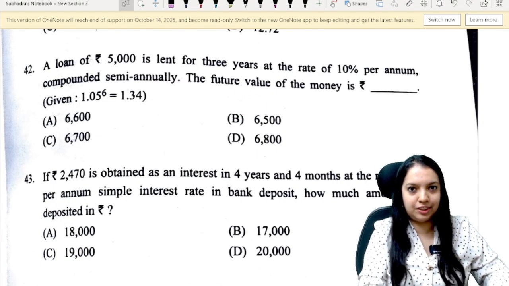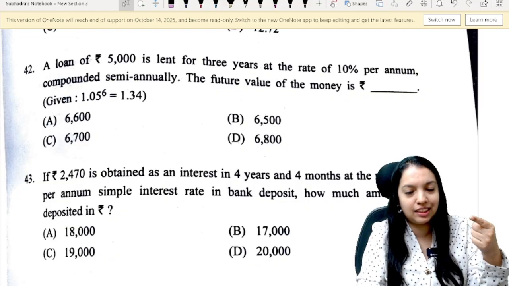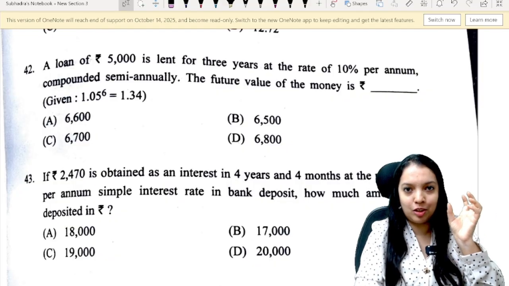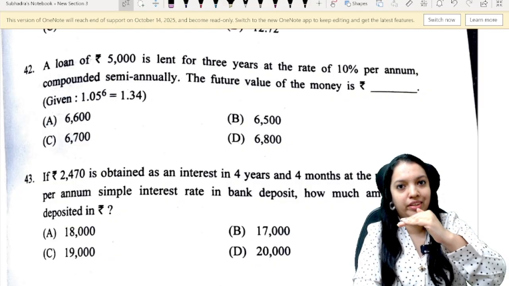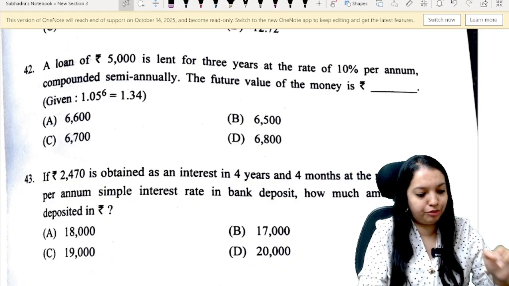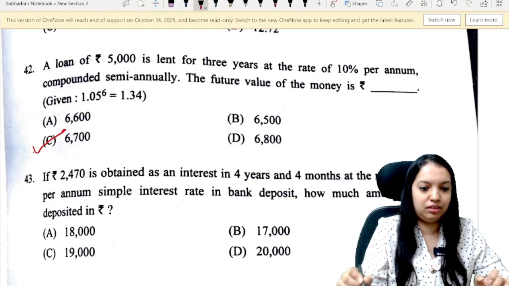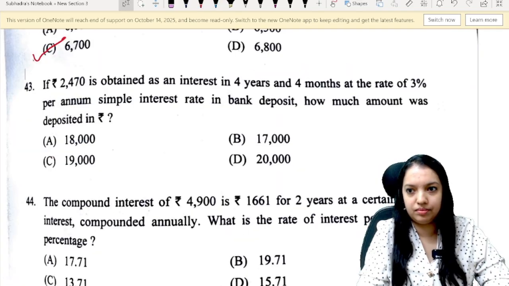Next is loan question. Remember the shortcut that I taught in the class. Equated annual installment EAI is loan amount divided by PVAF. You can apply that formula. Answer comes down to be 6,700.